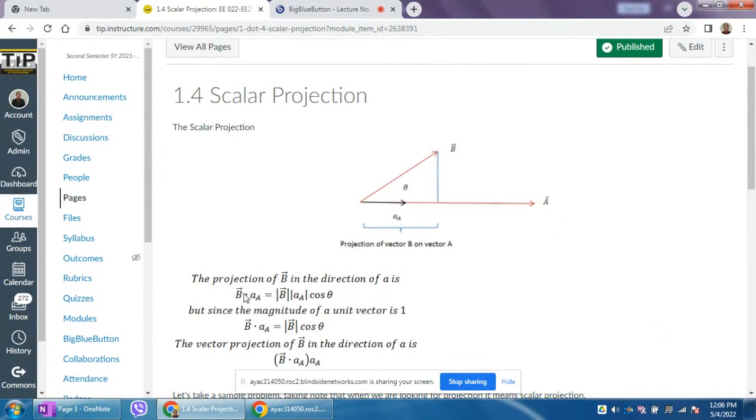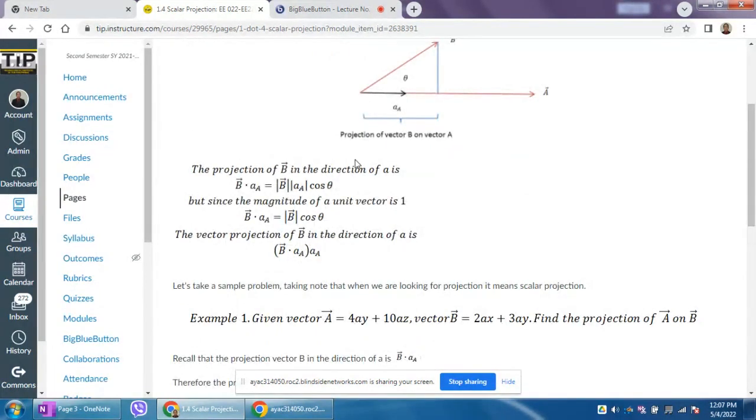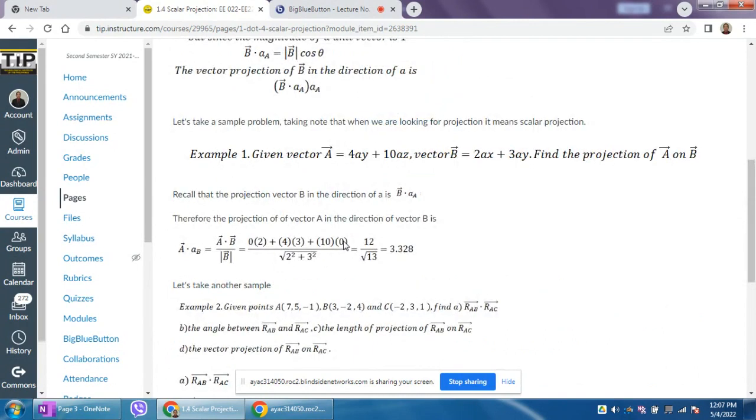So vector B dot AA is equal to the magnitude of B times the magnitude of the unit vector AA multiplied by the cosine of theta. But we know that the magnitude of the unit vector is 1. So vector B dot AA is equal to magnitude of B multiplied by cosine of theta. So pag kukunin mo naman yung vector projection, i-multiply mo lang yung scalar projection by the unit vector. So ganun lang po kasimple.